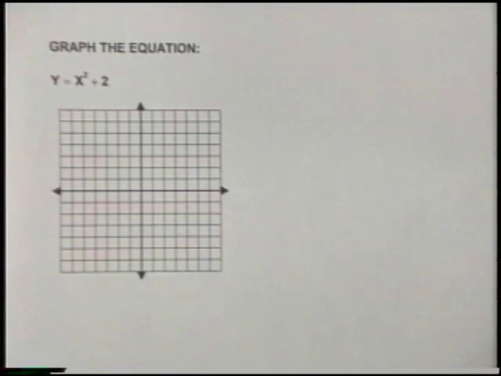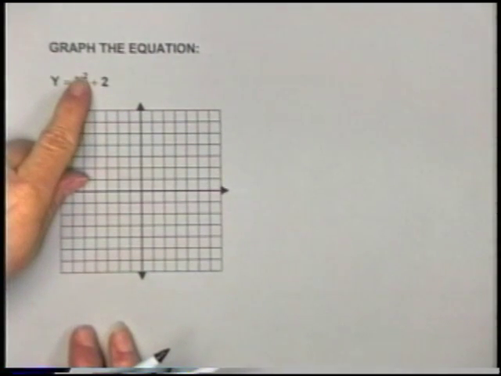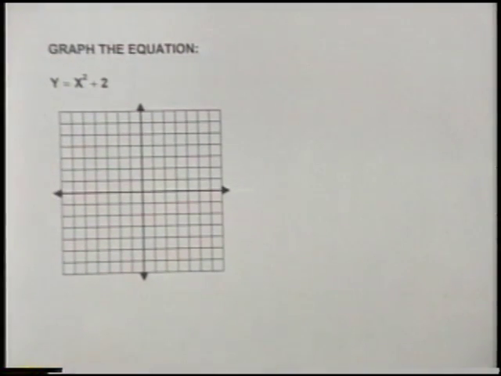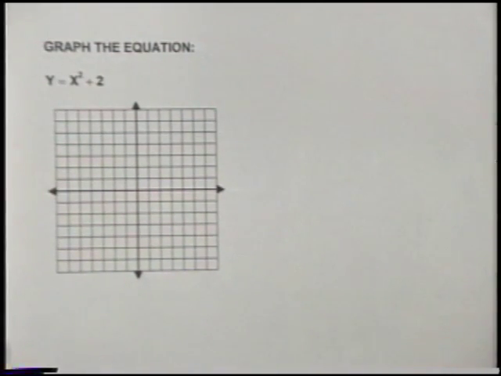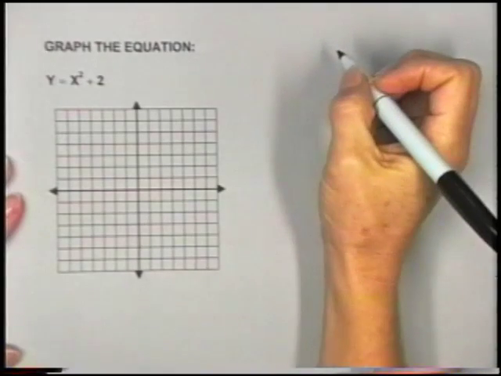Graph the equation y equals x squared plus 2. Now, I know this is not a linear equation because my x variable has an exponent of 2, and with linear equations, those exponents must both be 1s. So let's take a look here.